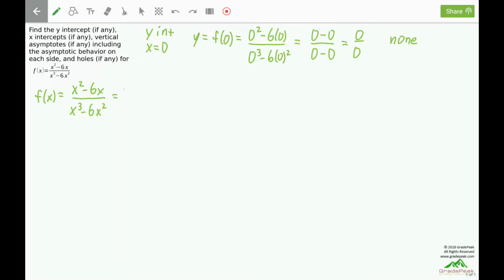In the numerator, there is a common factor of x, leaving x minus 6. In the denominator, there is a common factor of x squared. Factored out will also leave x minus 6. And now canceling any like factors, the x minus 6's can cancel, and one of the x's can cancel. This leaves a 1 in the numerator, so it reduces down to 1 over x.